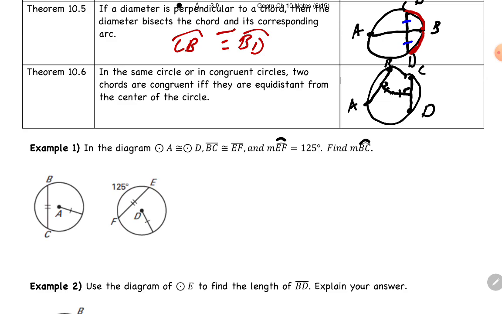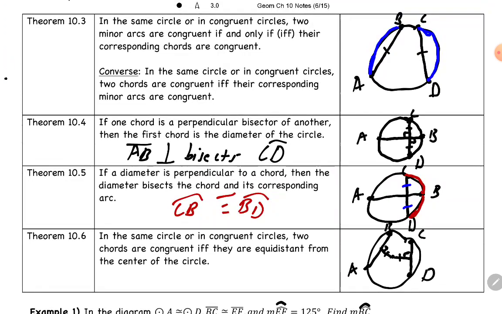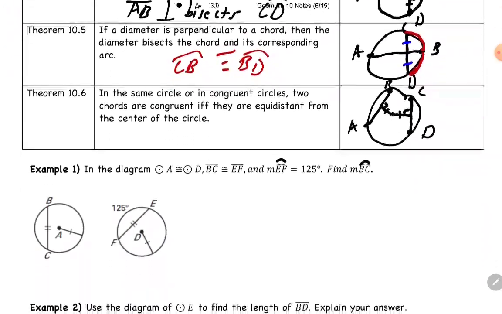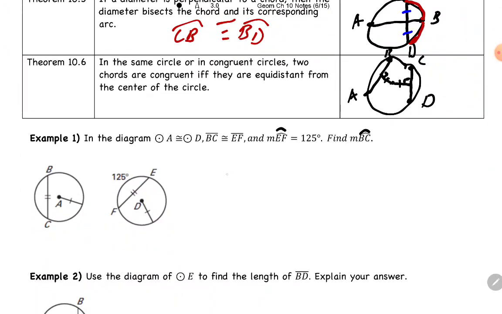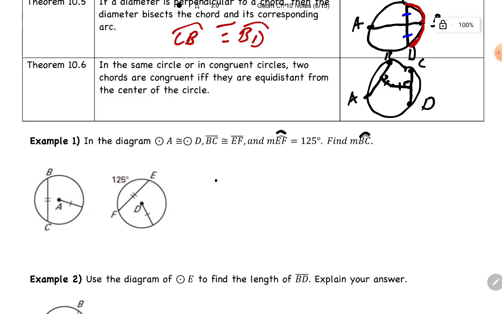So this is theorem 10.3 here. Because the circles are congruent and those chords are congruent, that means their arc measures are the same. So the measure of arc BC is 125 degrees.